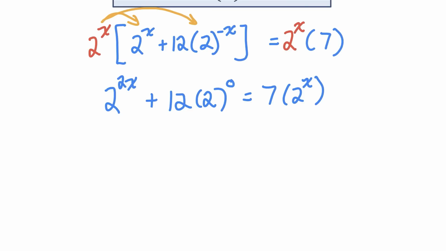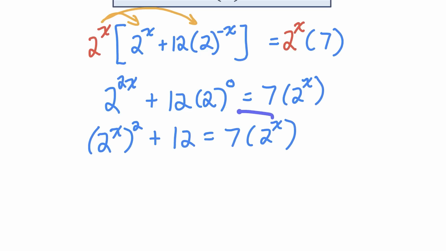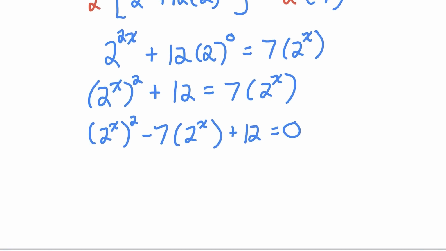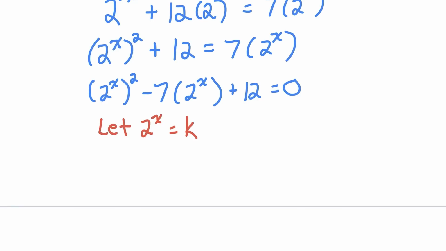On the next line, I'm going to do a couple things. This 2 to the power of 2x, I'm going to use the power of a power rule and rewrite that as 2 to the x squared. 12 times 2 to the 0, well, I know 2 to the power of 0 is 1, so 12 times 1 is just 12. Now I'm going to bring this term to the left side of this equation. And now I'm going to use a let statement so you can see the hidden quadratic. Let's let 2 to the power of x equal k. So what I have is k squared minus 7k plus 12 equals 0.